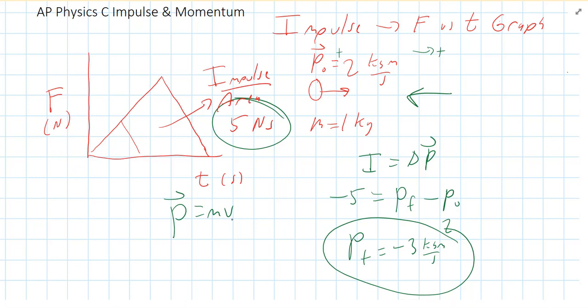But whatever mass you'd have, you just divide by that, and that would give you the velocity of the ball at that moment. All right, so that was a quick example.